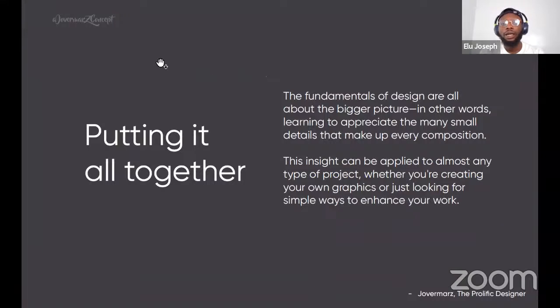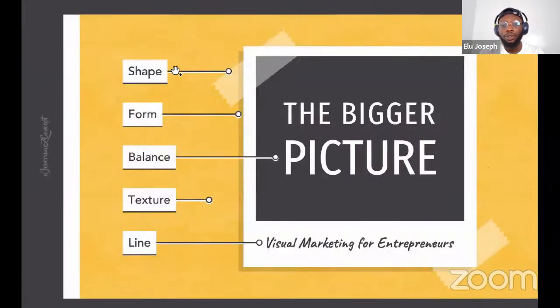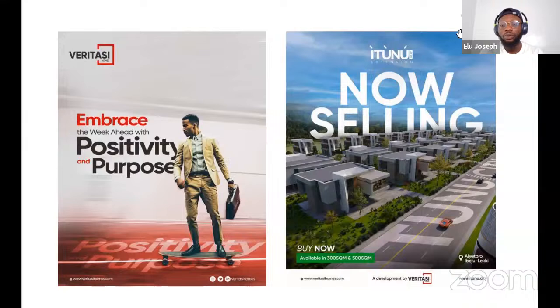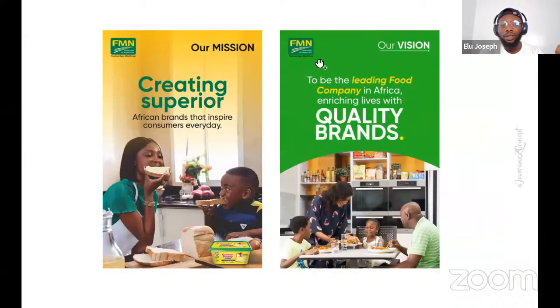Then we put it all together and you can see all of them: shape, form, balance, texture, lines. And we showed these examples. And we had fun talking about Mr. A. We still saw him yesterday, right? We talked about the texture, the balance, the hierarchy, the lines, same thing, right?